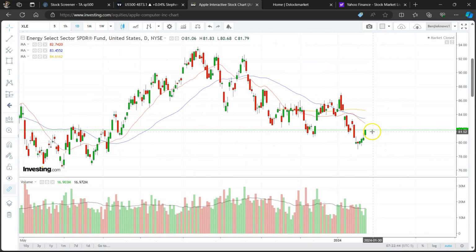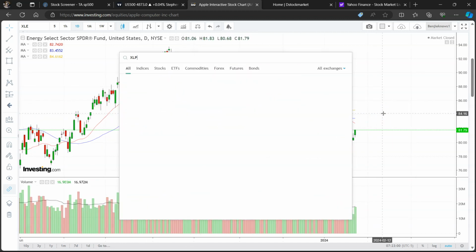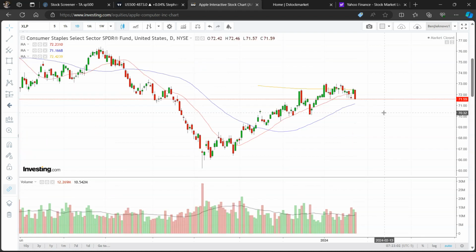So generally, you don't want to be buying stocks in the sector if it's below the 20 MA and 50 MA. If it's around here, when it was above the 20 MA and 50 MA, you should be buying the stocks in the sector. Let's take a look at XLP, consumer staples.